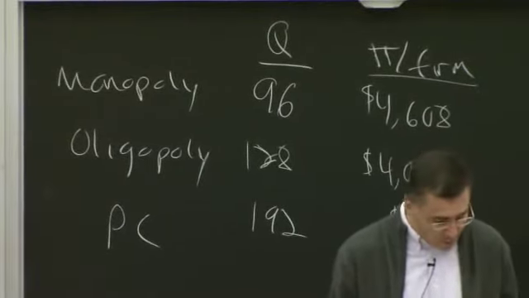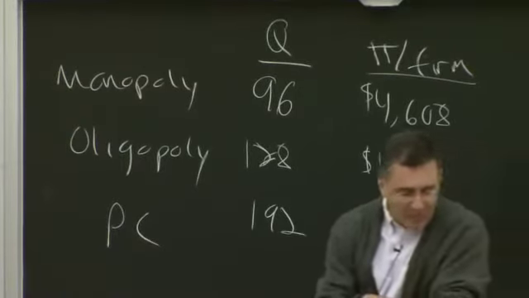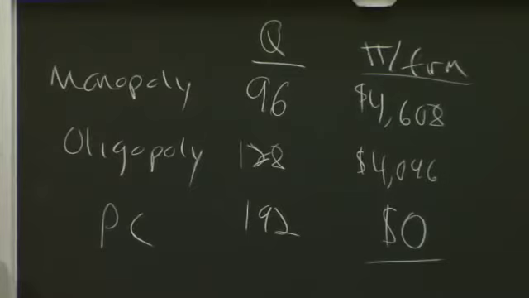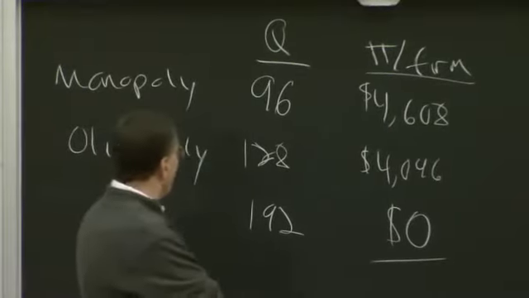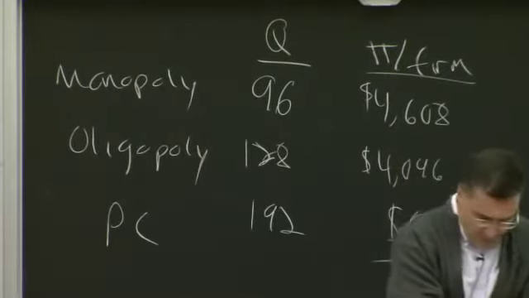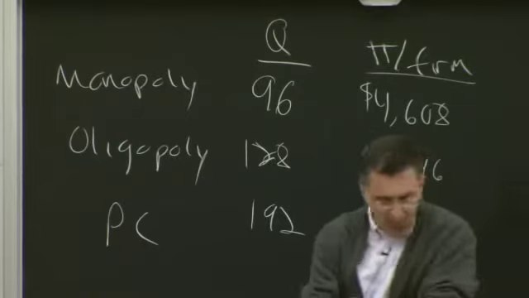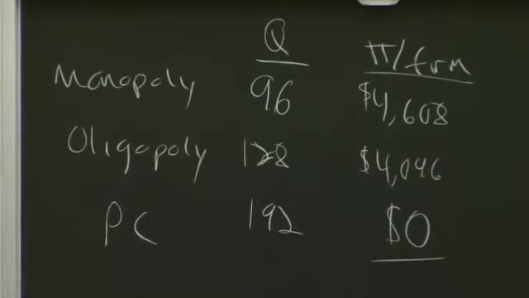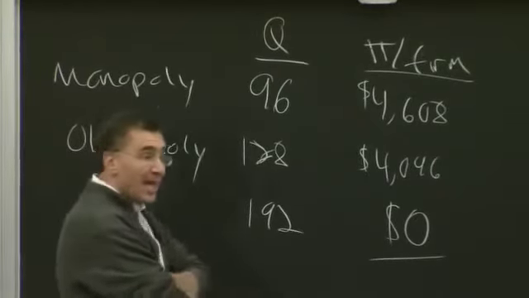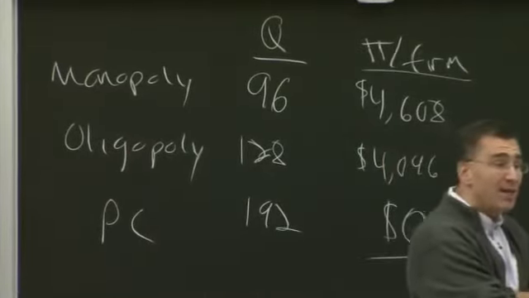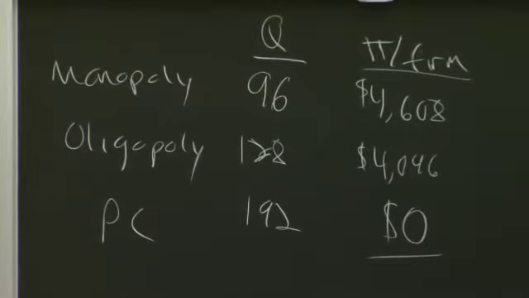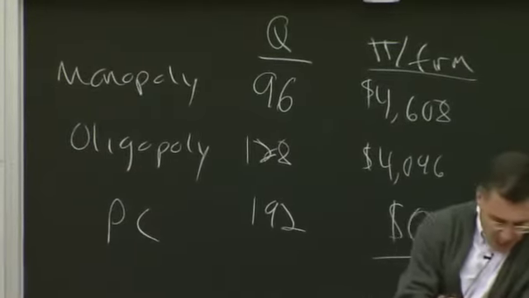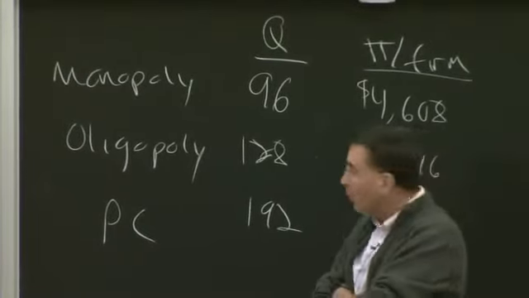Okay? So we can now compare this, and we could say basically that an oligopoly case leads to less output and more profits than does perfect competition. And a monopoly case leads to even less output and even more profits than does oligopoly. Okay? And how do we think about welfare in this case?